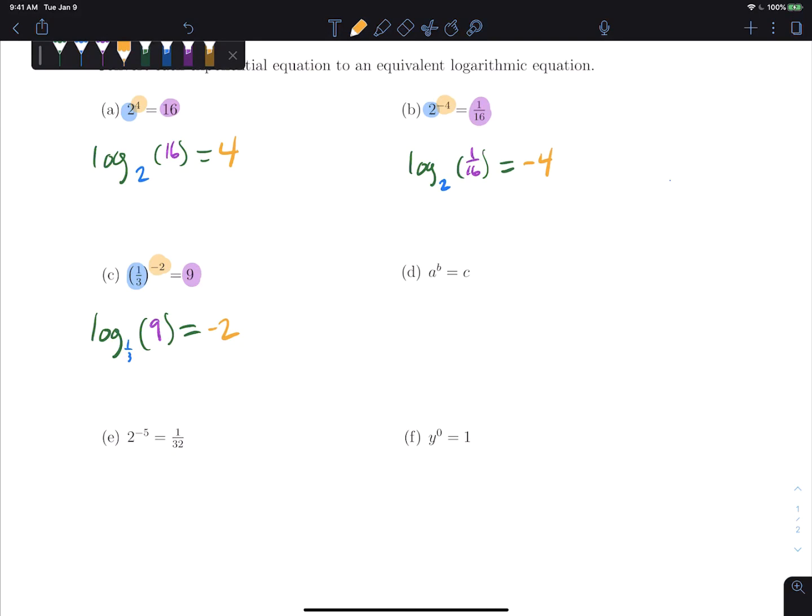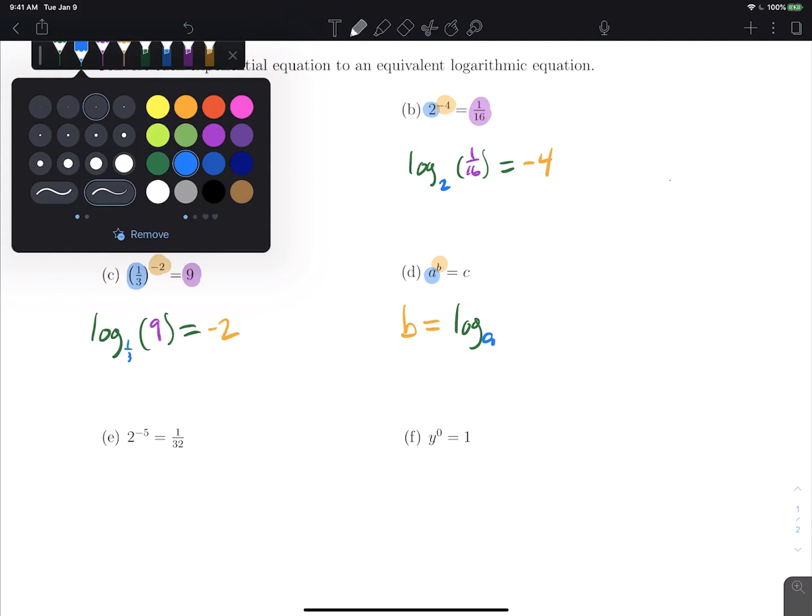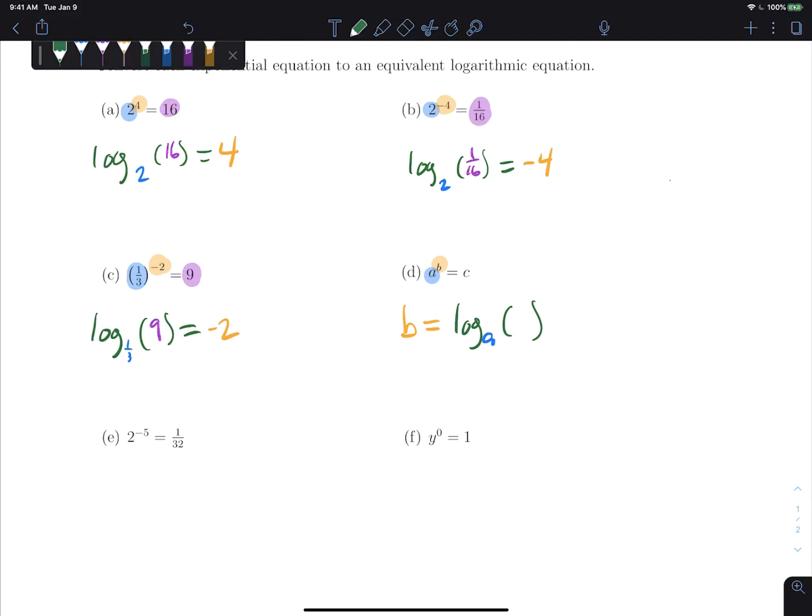Fantastic. By the way, this doesn't have to be written in this order. You can always put the exponent first. For example, over here, a to the b equals c. This is just in generic form. Notice that the exponent can be written first. So the exponent is b. So b equals, and then we write down our logarithm with our base of a of what's left over there, c. So if we want to, we can write the exponent first, followed by log base a of c.